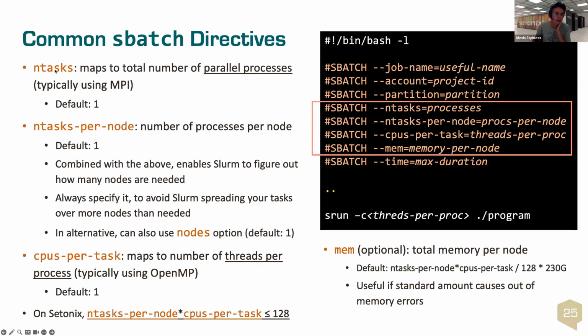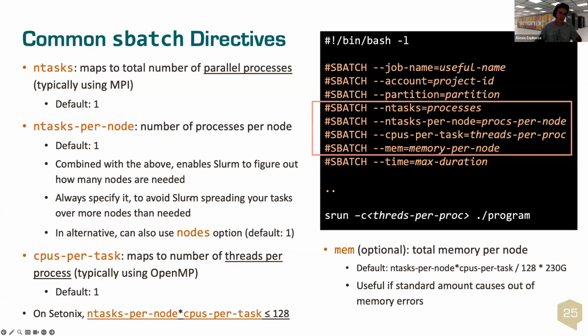The ntasks option is the number of tasks that you want to execute. It's totally related to the MPI concept of tasks. If you don't set it, it's going to look for only one task, so you need to set how many tasks. And if you say how many tasks per node, with these two, you can calculate the number of nodes that Slurm is going to look for.